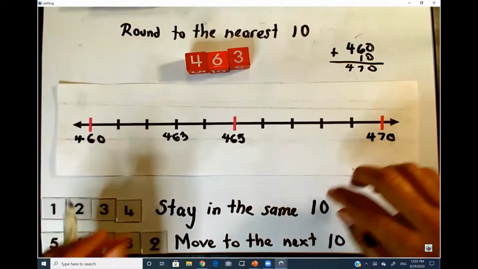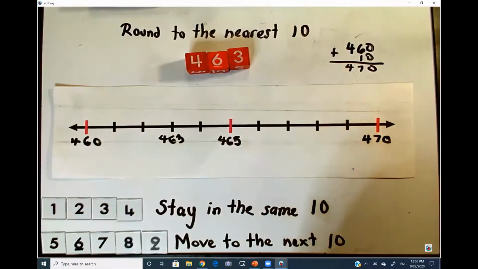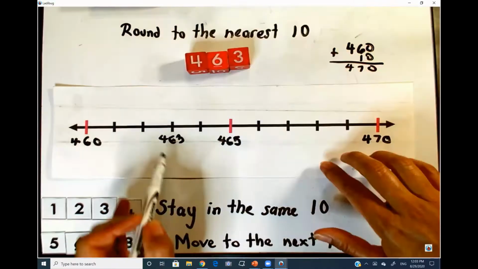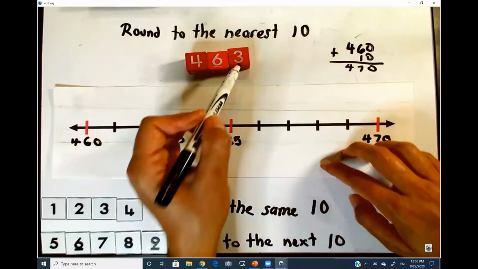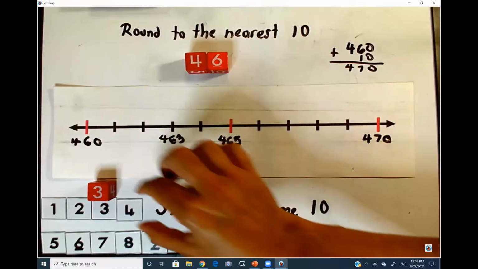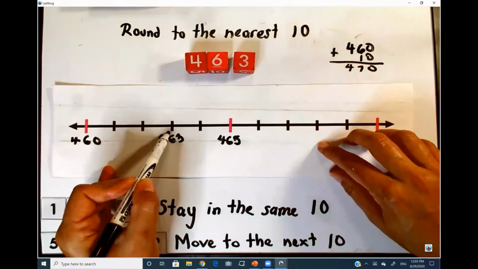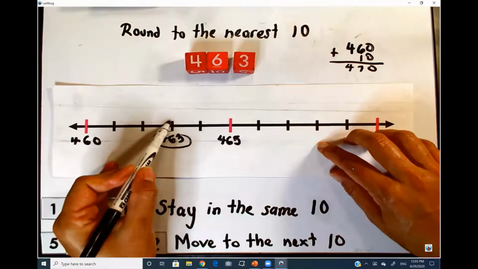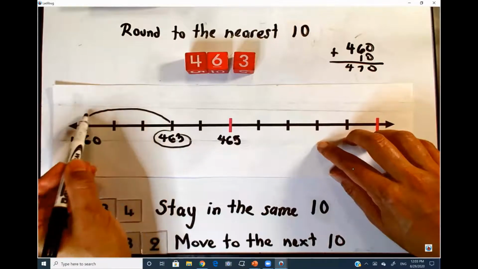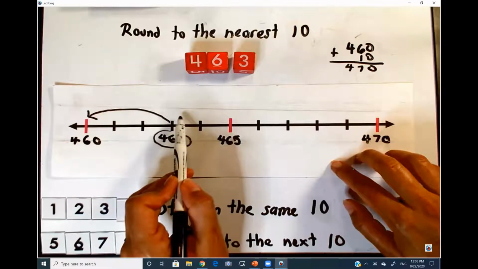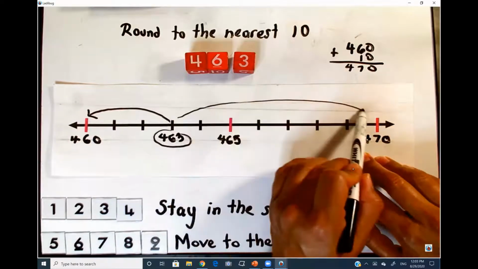Just by looking at the picture and remembering the rule that says if my number finishes in 1, 2, 3, or 4, I stay in the same decade, which is this one. If you notice, my number finishes in 3, here it is. So I'm going to stay in the same decade, which is 460. So I can tell now that 463 rounds to 460 because it's closer and is way farther away from 470.